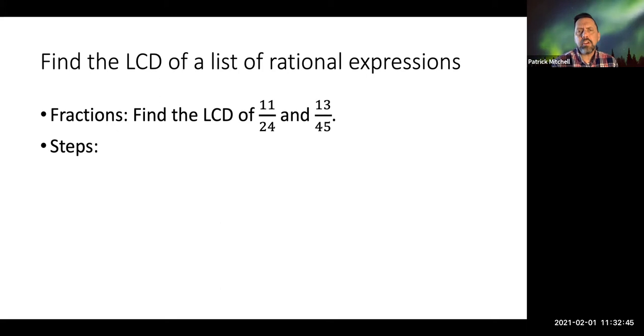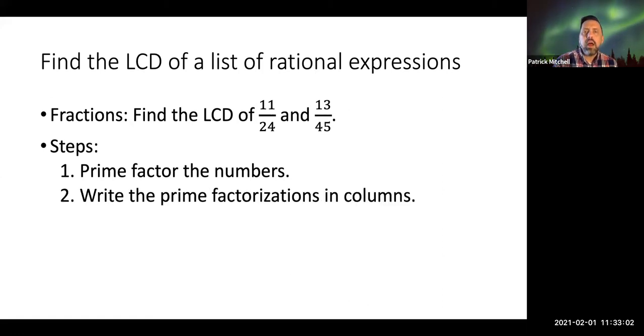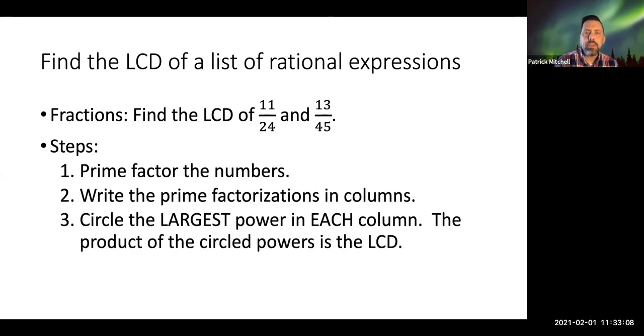It's kind of similar to how I showed you how to find greatest common factor, with just a couple of little differences. So first, I'm going to prime factor the numbers. That's exactly the same as what we did with GCF. Write the prime factorizations in columns, which is the same exact thing we did with the GCF. Okay, now here come the different parts.